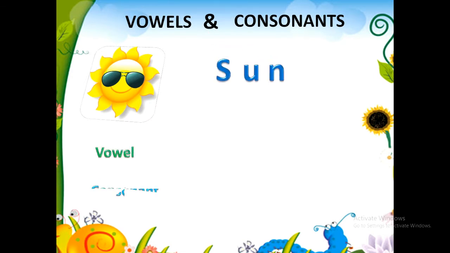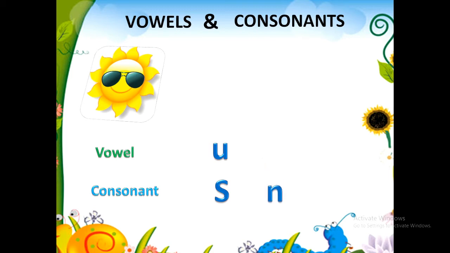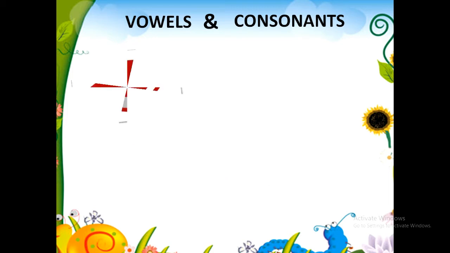Sun. S-U-N. Sun. Here, first letter is S. S is a consonant. Next letter is U. U is a vowel. The third letter is N. N is a consonant. In this word sun, one vowel U and two consonants S and N are used.